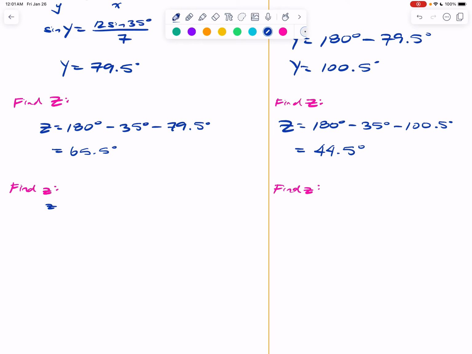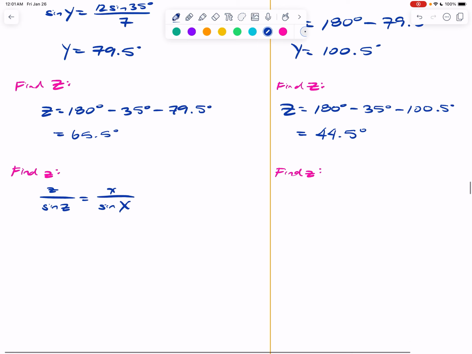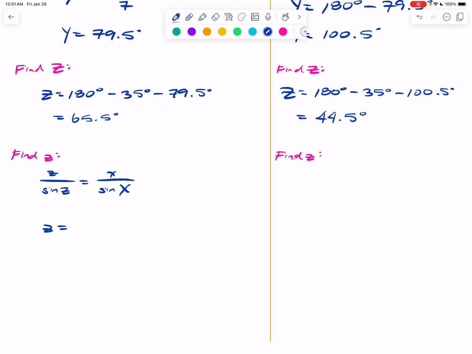So, z over sine z is x over sine big X. And if we multiply both sides by sine z, we get z equals x sine z over sine x, which is 7 sine, and now z here is 65.5 degrees, and then sine x is sine of 35 degrees. And now, straight jump to calculator. You plug that in, and you get some sort of value on it. I'm getting 11.1.